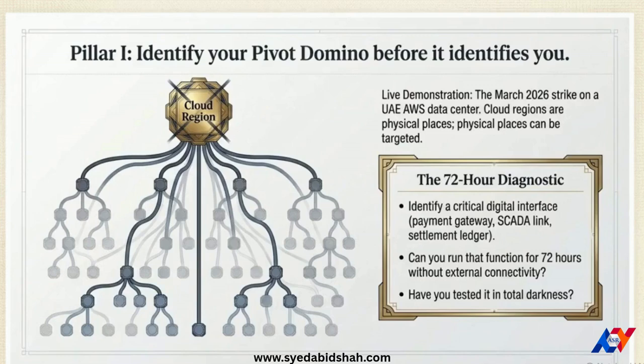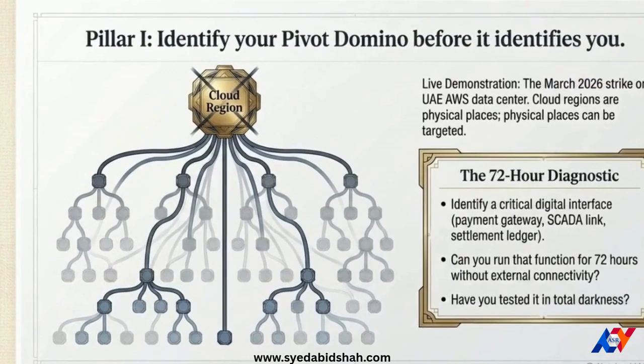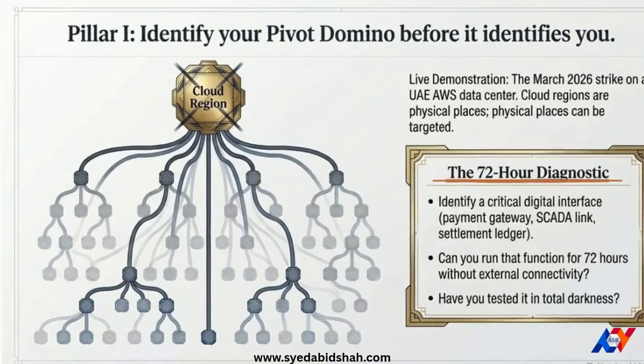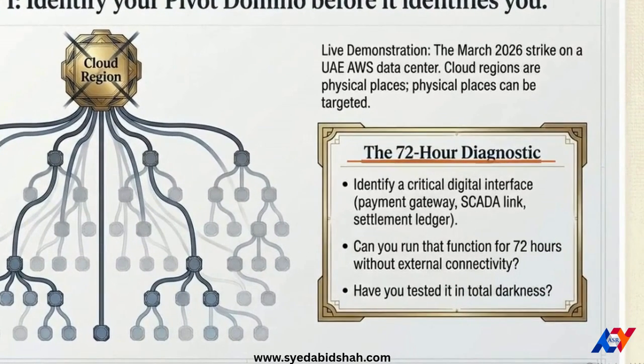This diagram illustrates the pivot domino effect via the March 2026 AWS CrowdStrike incident. It proves centralized digital interfaces are single points of collapse. You must implement the 72-hour diagnostic shown here, verifying if critical ledgers can operate for 3 days in total isolation.